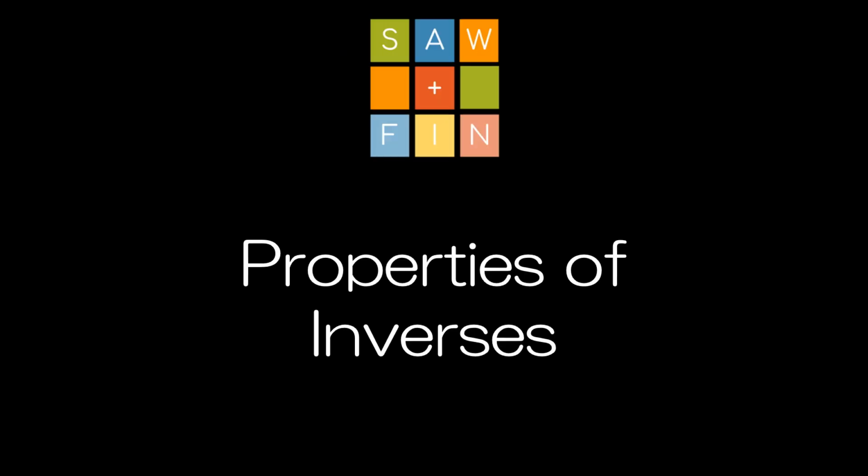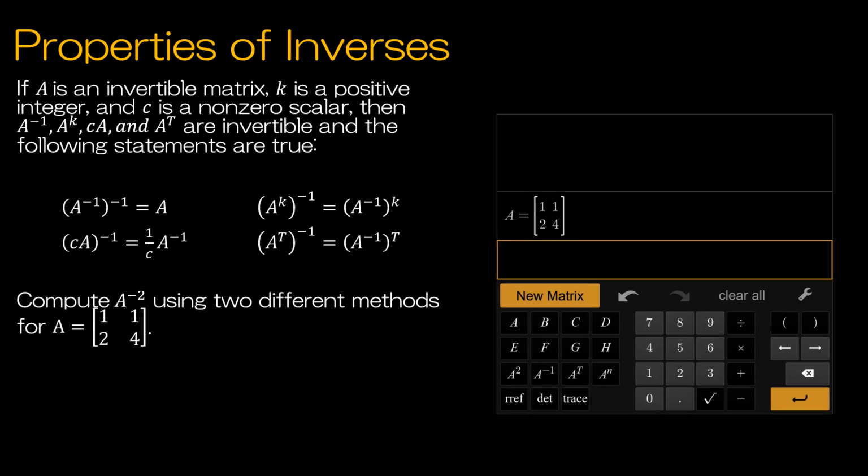Properties of inverses. Let's take a look now at properties of inverses. The first property says that if you have an invertible matrix and you take the inverse and then you take the inverse of the inverse, you end up back where you started, essentially saying inverses will undo one another. If you have A to the kth power and you take the inverse, it's the same as taking A inverse and then to the kth power. We're going to verify that one together.